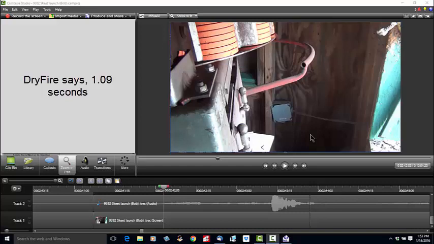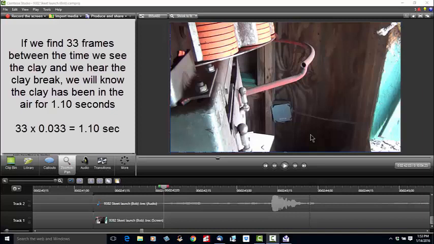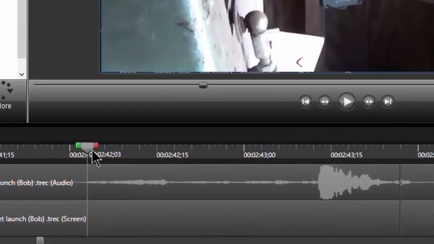That's 1 second and 0.09, and we have 30 frames a second. Therefore, each frame represents 0.033 of a second. So if we find that there are 33 frames between the time we see the clay and the noise comes back, then we know that the clay has been in the air for 33 frames, which would be 1.1 seconds.